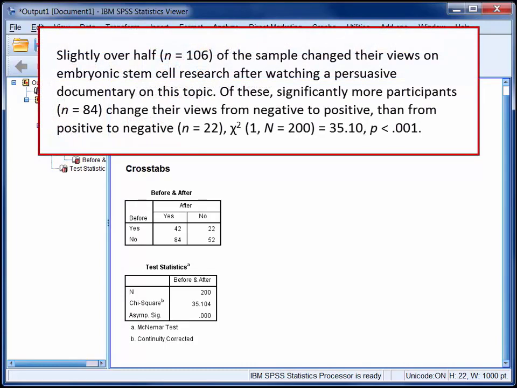So slightly over half of the sample changed their views on embryonic stem cell research after watching a persuasive documentary on this topic. Of these, significantly more participants changed their views from negative to positive than from positive to negative.